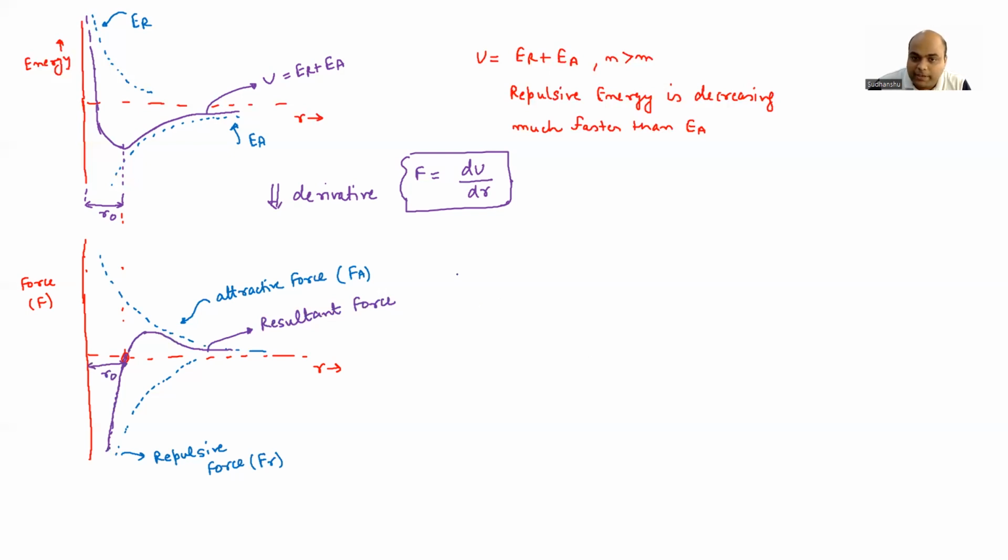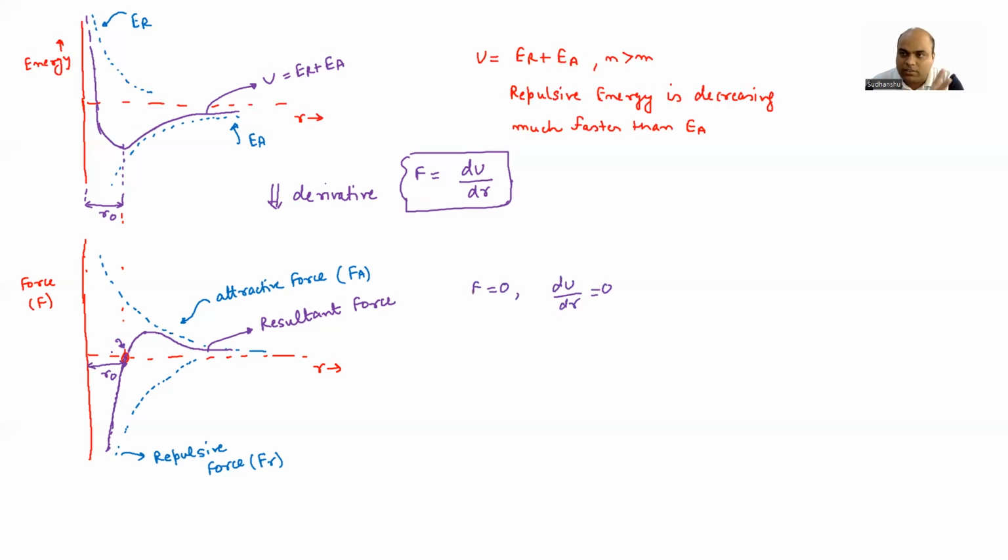That means dU by dr, so force is equal to 0, right? That means dU by dr is equal to 0. So the derivative is 0. That means it's the minimum, right? So this particular point here corresponds to the minimum energy. So your whole system is in equilibrium. There is no force, right? So now you know the resultant force.